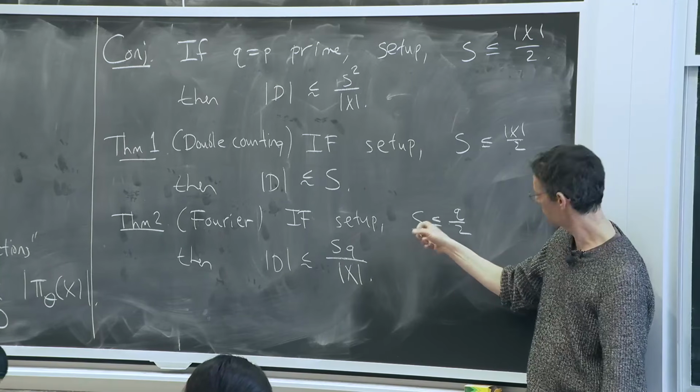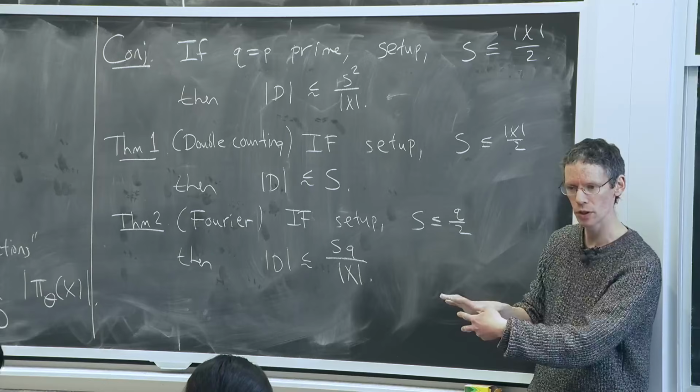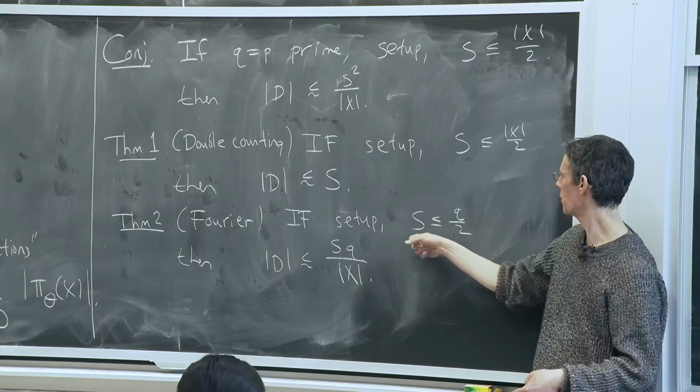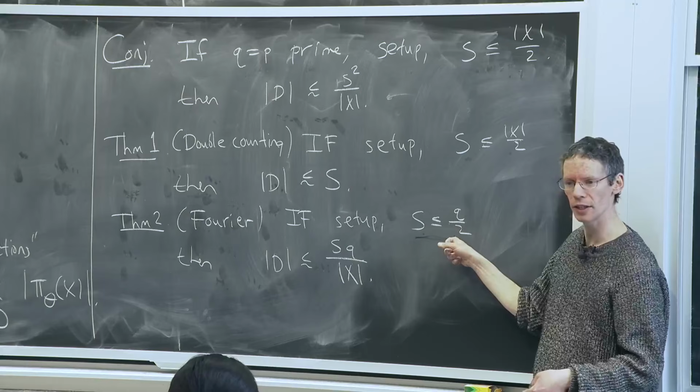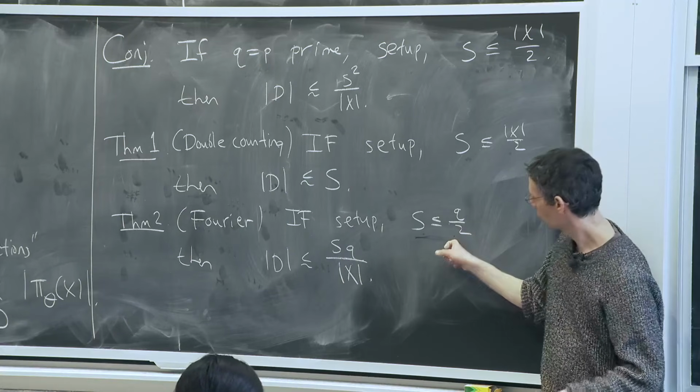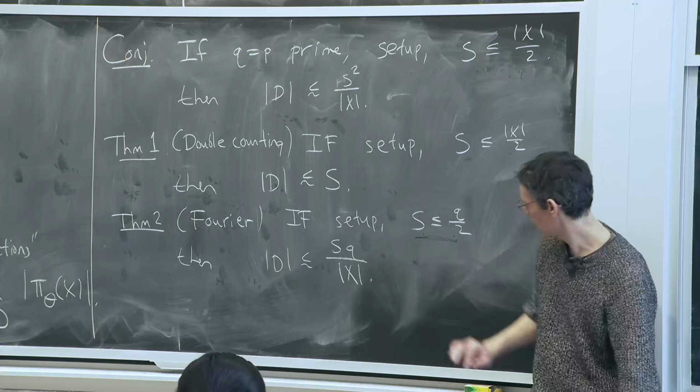So the projection is always a subset of F_q. So S is always smaller than or equal to q. So this hypothesis says that it's significantly smaller than that. The projection is significantly smaller than the whole space. OK, and then we get this bound.